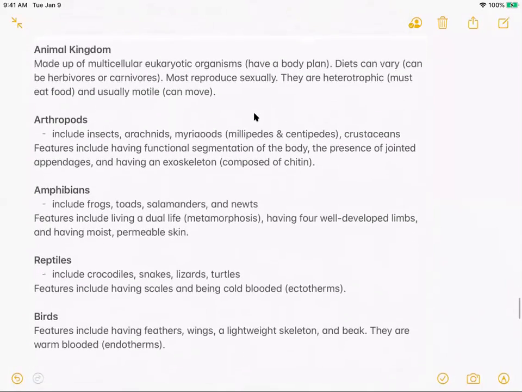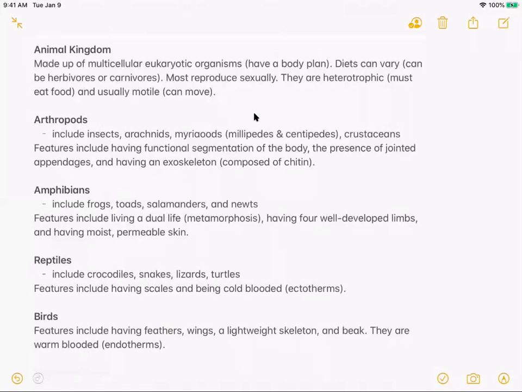So now briefly going into the animal kingdom. The animal kingdom, unlike other kingdoms, is made up of multicellular eukaryotic organisms. They have a body plan in place, and their diets can vary. Different animals can be herbivores or carnivores or omnivores. Most animals reproduce sexually, not asexually. The majority would be produced that way, and they are heterotrophic.